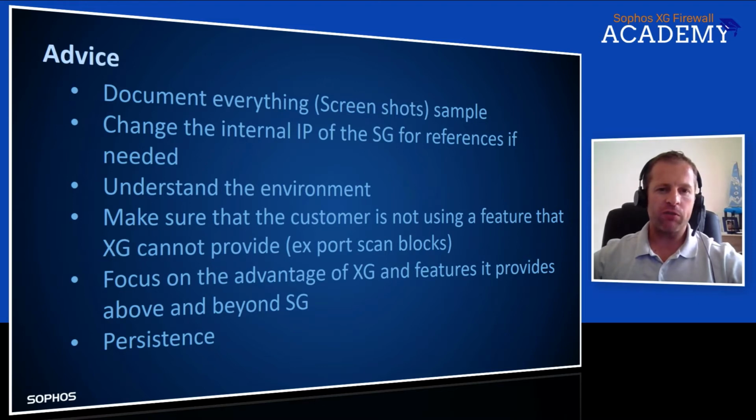Because most of these customers that move from SG to XG, the SG is probably end of life for them. So they're going to trash it or get rid of it. So they can actually then give you access to the older clients if you need to go reference something back. So just change the IP addresses and make it available offline to yourself so that you can go back and reference something on that SG.